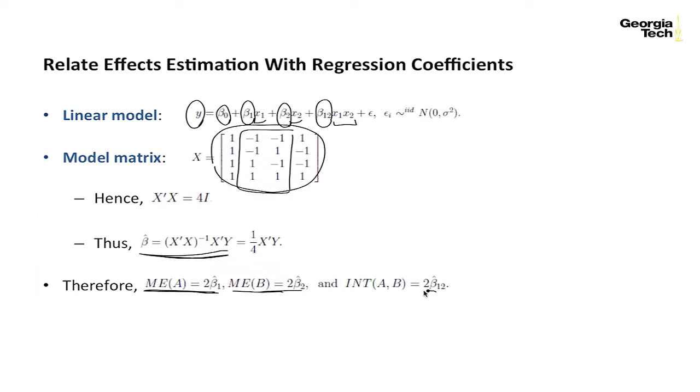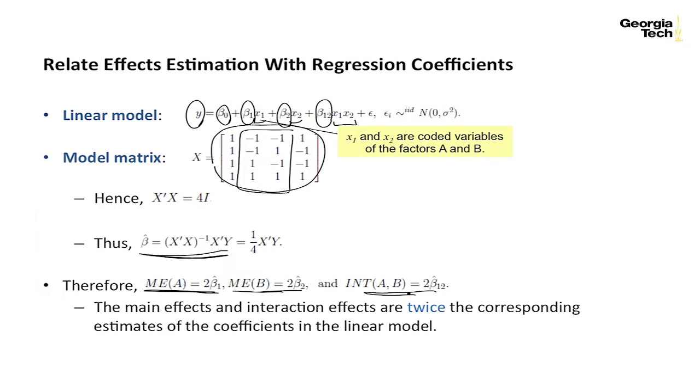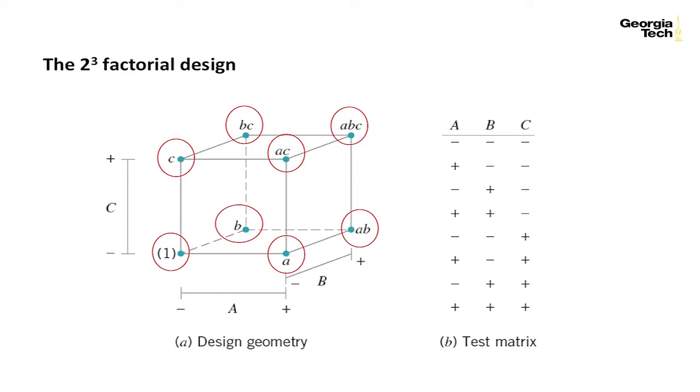So you can see the connection between the design of experiment analysis and regression here. In Minitab also, it gives you the coefficients, and if you have coefficients, you can easily find the main effects, the value of main effects. So what if we have more than 2 factors? Let's just start with 3 factors.